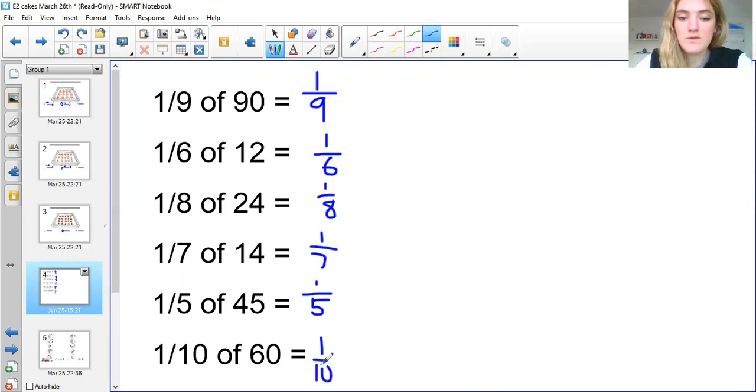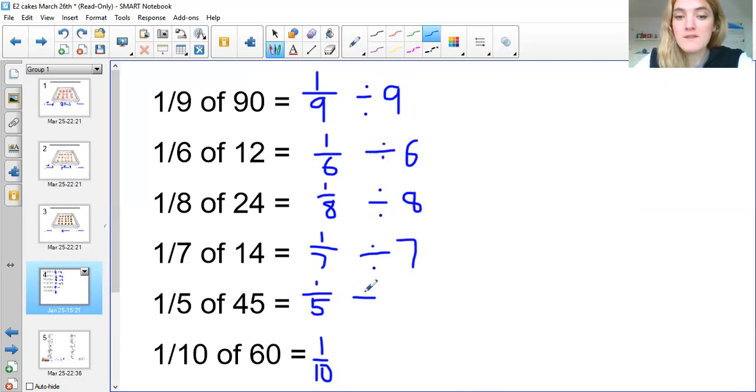Okay, so this is asking us a ninth of 90. Okay, so you are dividing by 9. Okay. If you're asked to find a sixth of something, you're dividing by 6. So you're using your 6 times table. If you're asked to find an eighth, you're dividing by 8. If you're asked to find a seventh, we know that we're dividing by 7. Asked to find a fifth, we've looked at examples already, but we are dividing by 5. And if we're asked to find a tenth, we're dividing by 10.